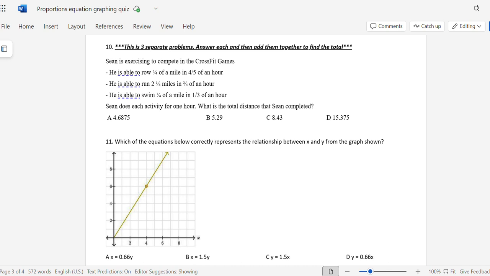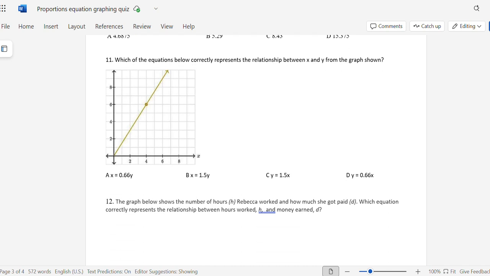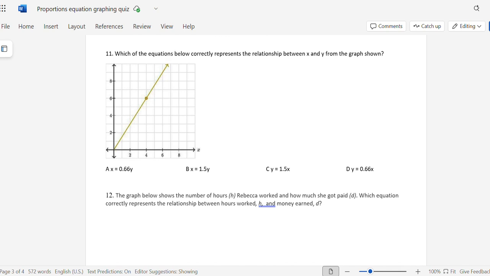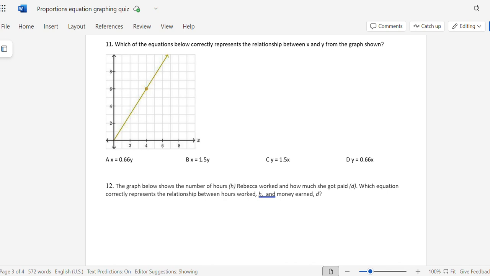A, 4.6875, B, 5.29, C, 8.43, D, 15.375. Number 11. Which of the equations below correctly represents the relationship between x and y from the graph shown? A, x equals 0.66y, B, x equals 1.5y, C, y equals 1.5x, D, y equals 0.66x.